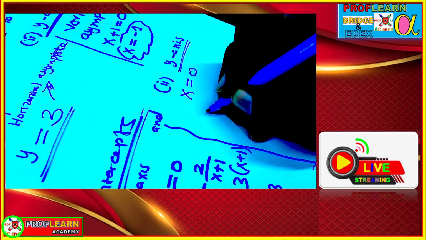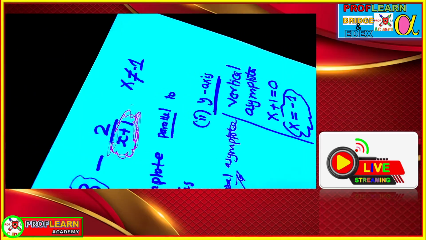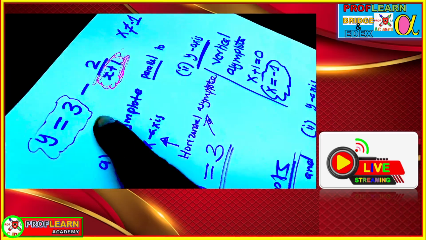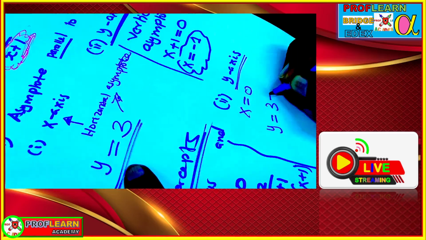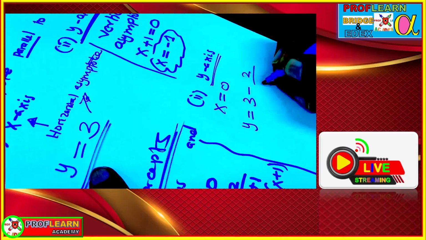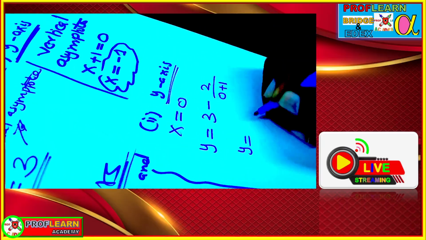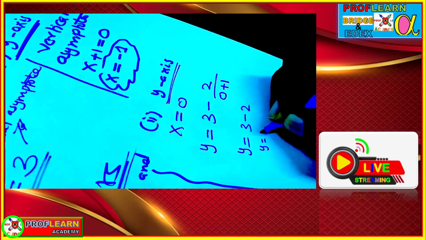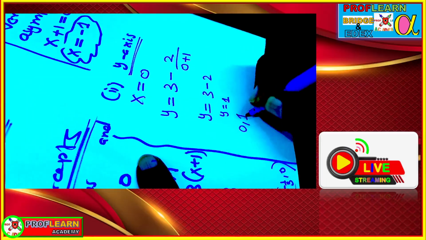So we are going to take the equation we had here, and anywhere you have x, you put 0. So y is equal to 3 minus 2 over 0 plus 1, because it's x plus 1, so we replace x with 0 here. We shall have y is equal to 3 minus 2. Therefore, y is equal to 1. Therefore, the coordinate becomes (0, 1).